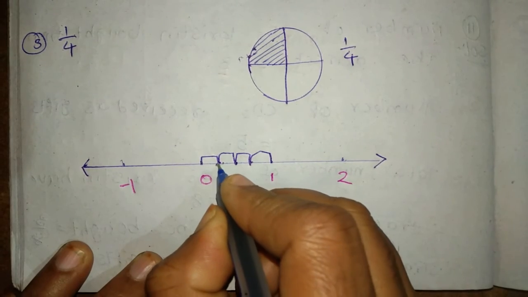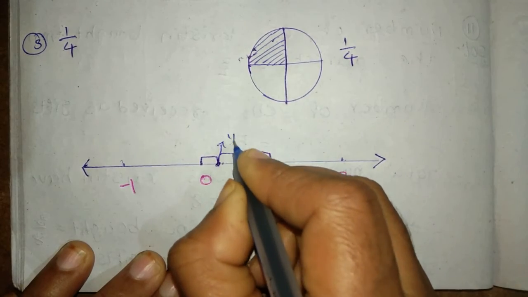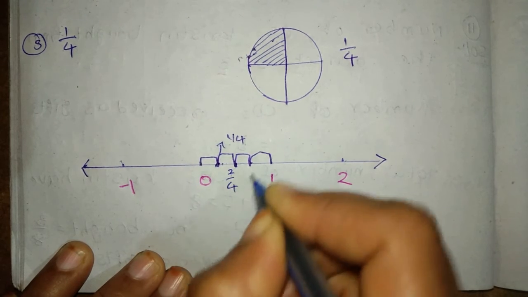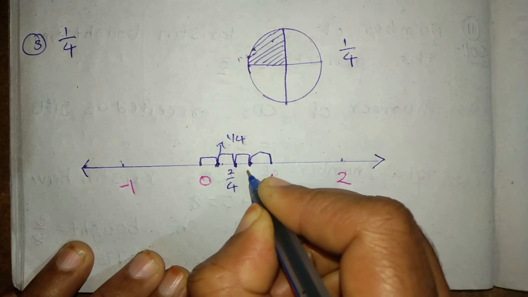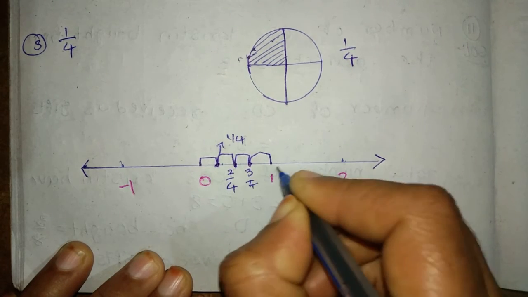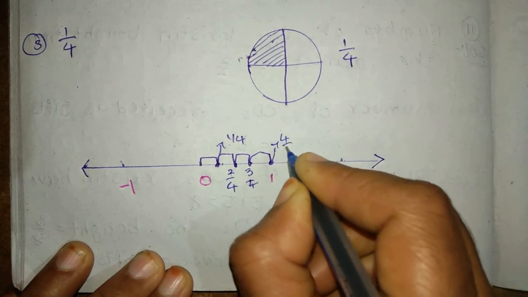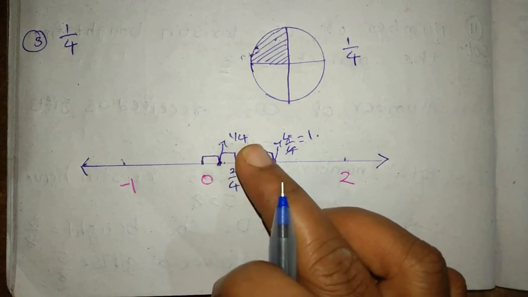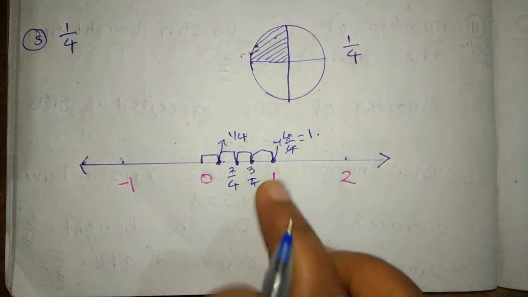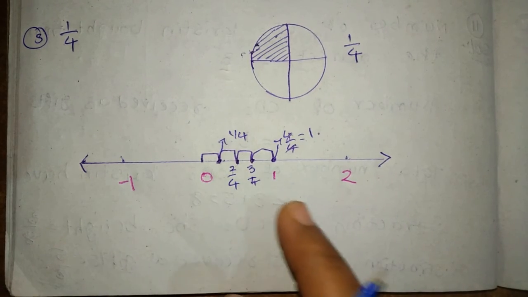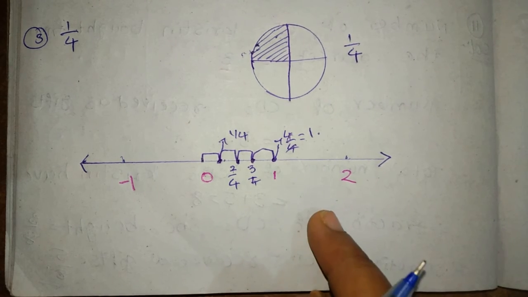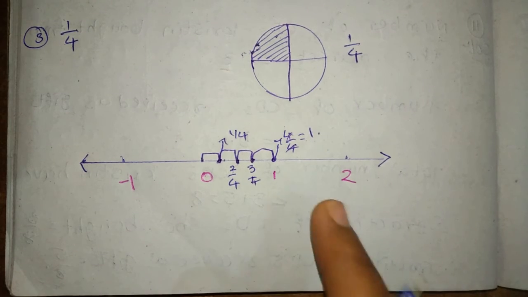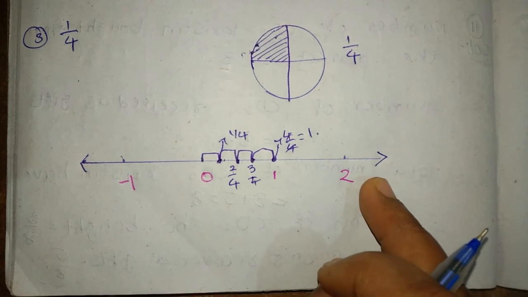The first part represents 1/4. The second one is 2/4, and the third part is 3/4. And this represents 4/4, that is equal to 1. Here 1/4 is represented on the number line. In this, what we learn? We can represent any fraction on the number line.